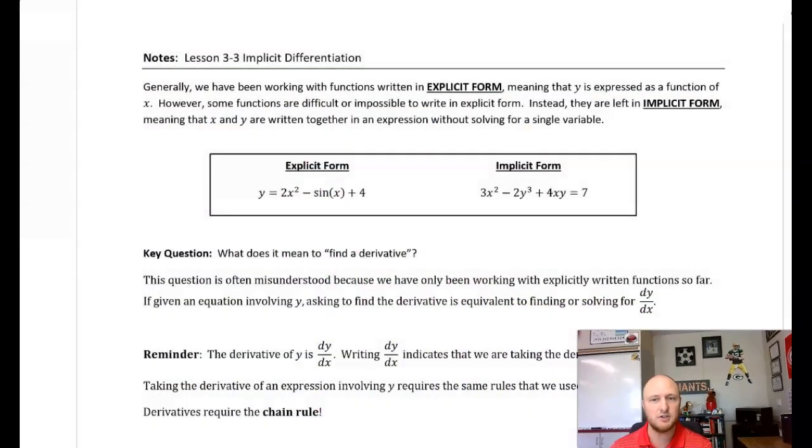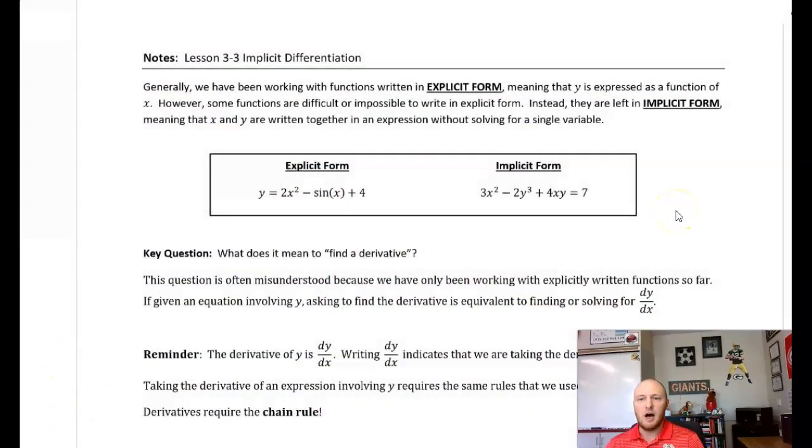This is 3-3 and today we are going to talk about implicit differentiation, an important type of differentiation where our x's and our y's are mixed together and the relationship between x and y is implied. That's why they call it implicit differentiation.